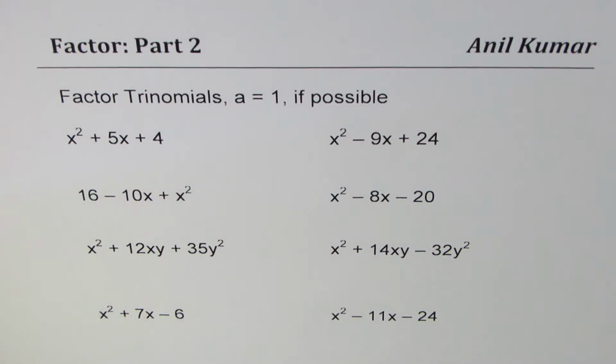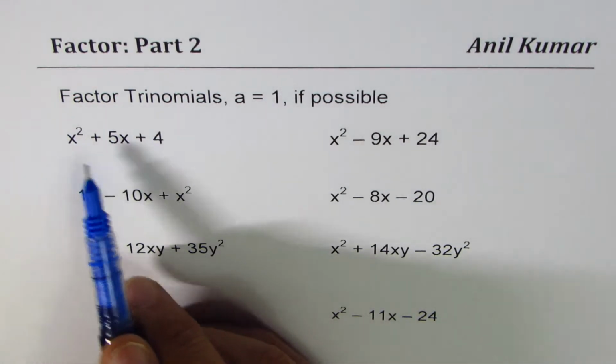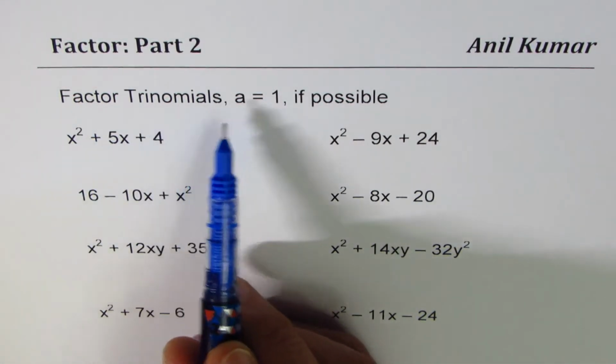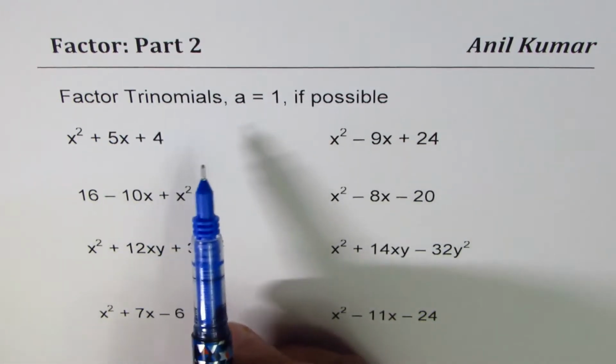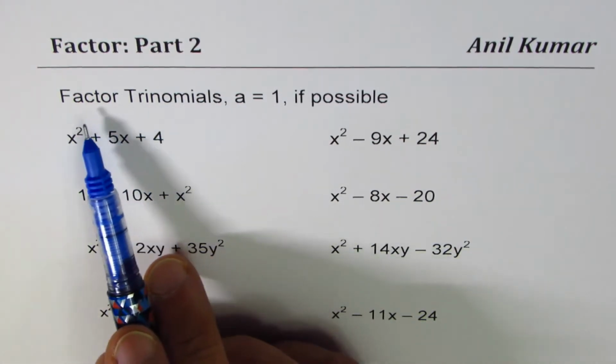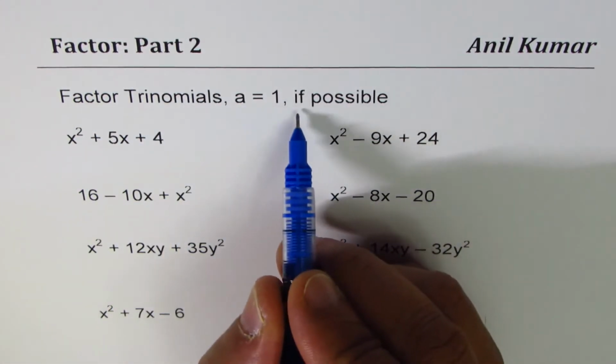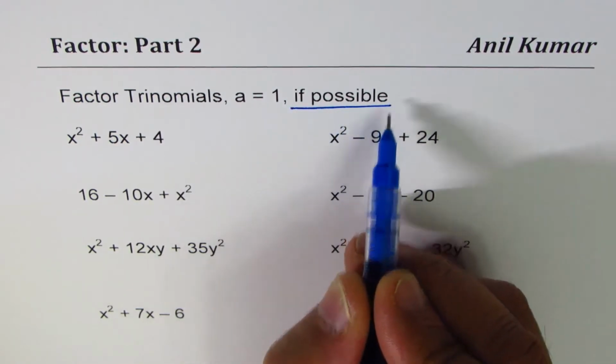I'm Anil Kumar, and in this series, we are practicing how to factor quadratic functions. Now, here we have taken a few examples where the leading coefficient is 1. So, we are factoring trinomials where a equals 1. And remember, it is always important to note: factor if possible.